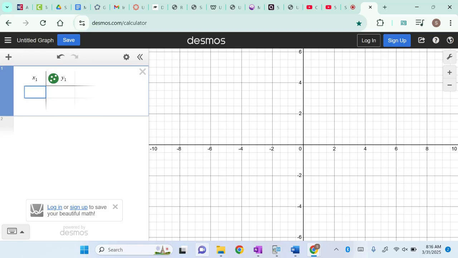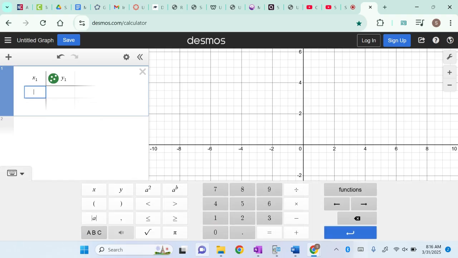Then, just like you did with the calculator, you're going to take a minute, input the numbers in for X and Y from the same table that we just did. So take a minute, input for X and Y.